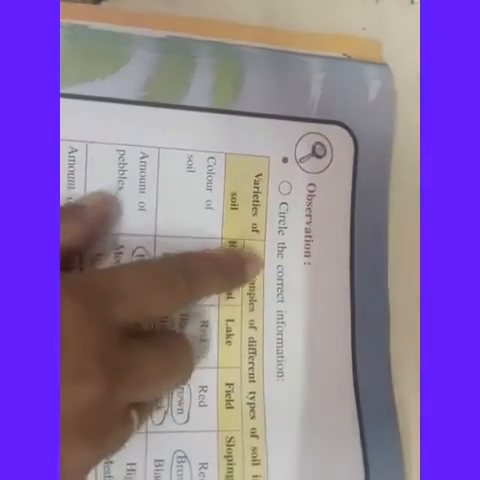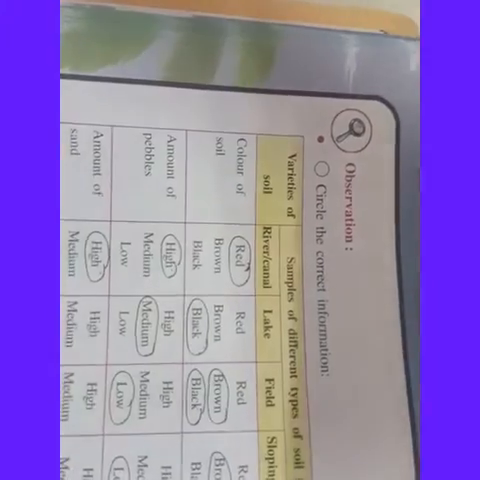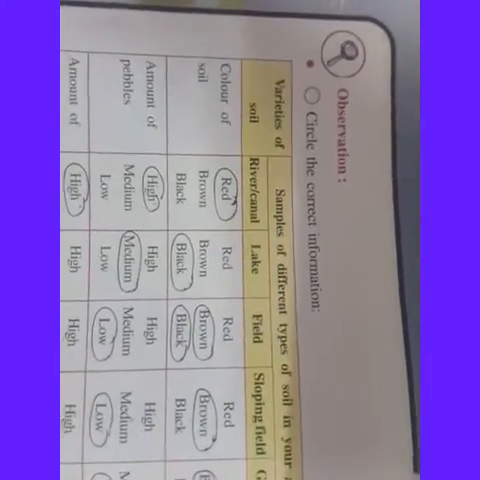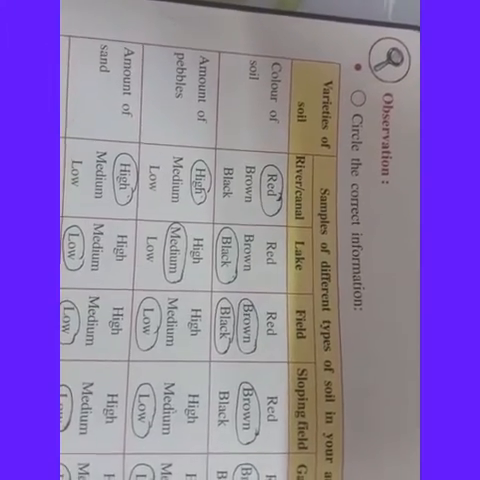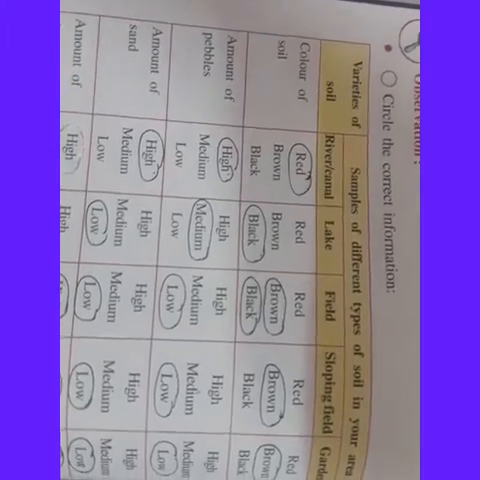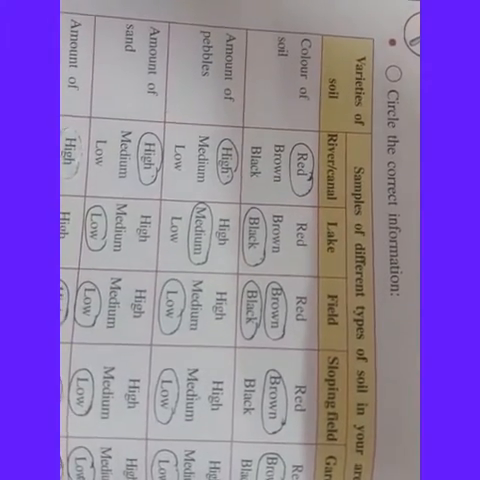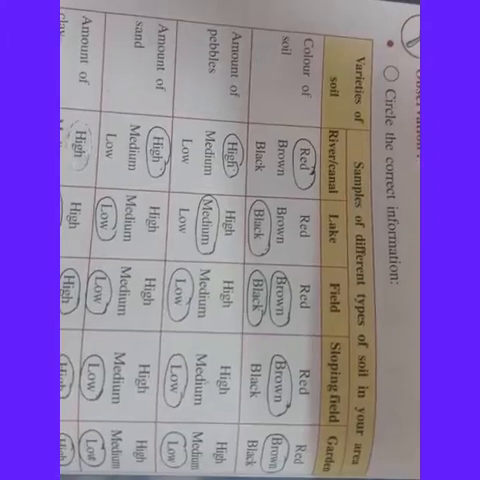So circle the correct information. Here varieties of soil are there. As I told you, soil has been classified into two types: on the basis of the components that they have, and on the basis of the color they have. On the basis of components, there are sandy soil, clay soil, and alluvial soil. These are the three different types of soil. And by color, there are red, black, and brown soil. Now all these soils have their own specialities, so different types of crops grow in them.